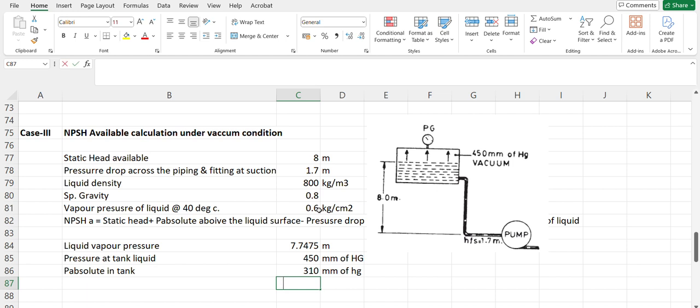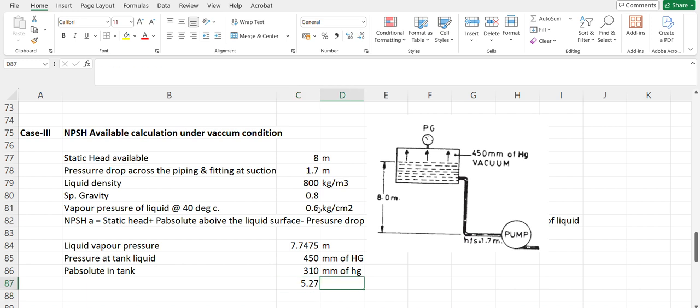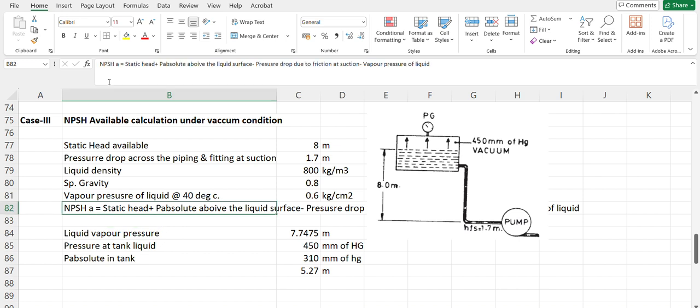Okay, to convert that, we simply need some conversions: divided by specific gravity into 1000, so that we get the P absolute in meters. Okay, so now we have all the parameters which are required to calculate the NPSH available.